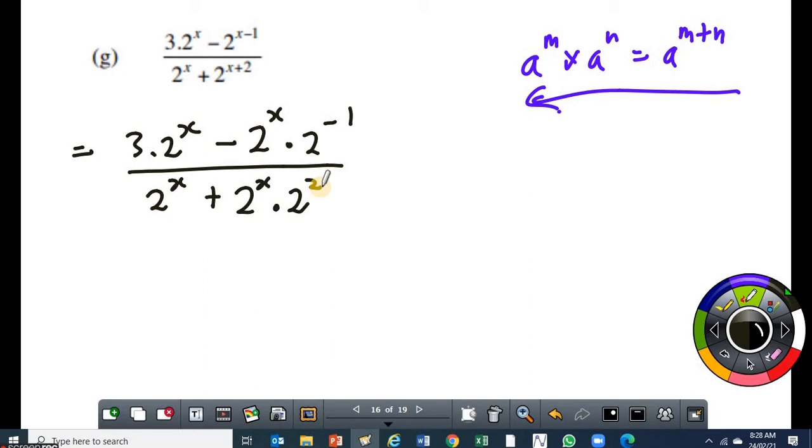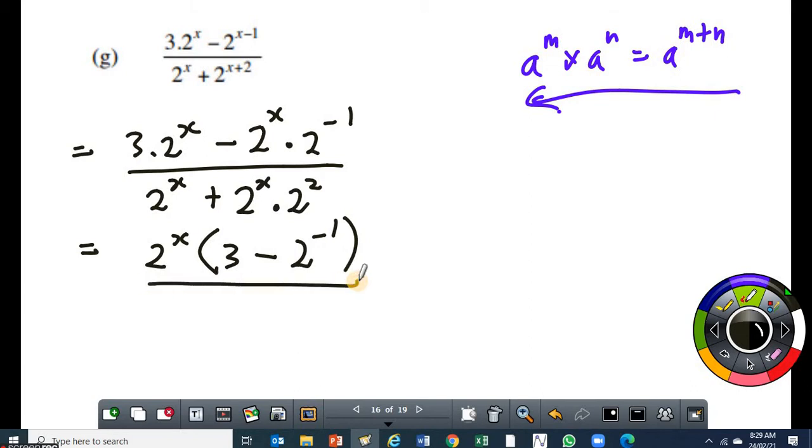Okay? So from here in the numerator, what's the common factor? 2 to the power of x, open bracket. The first term, if you divide it by the common factor, you get 3 minus. The second term, if you divide by the common factor, you get 2 to the power of minus 1. So we're going to come to your fractions. Okay? But after taking out the common factor, we're going to come to the fractions.